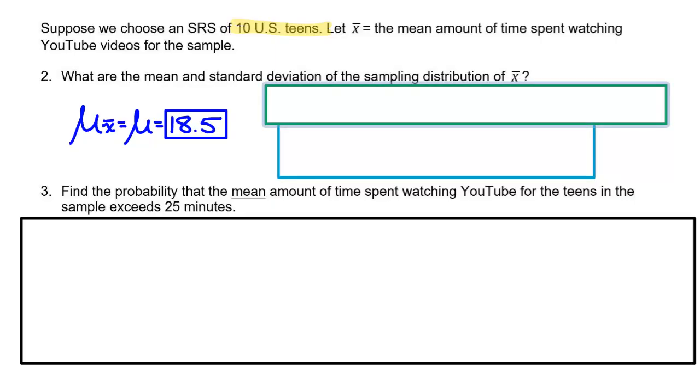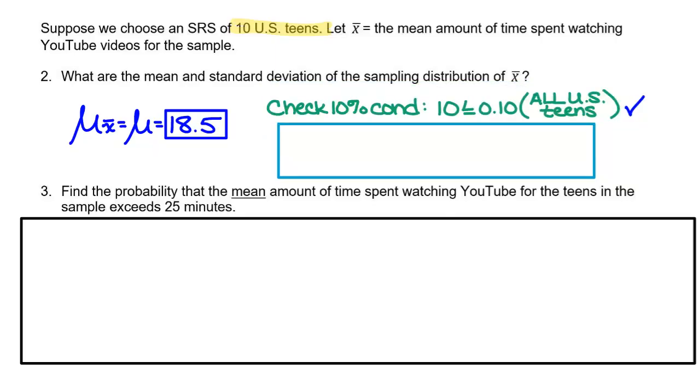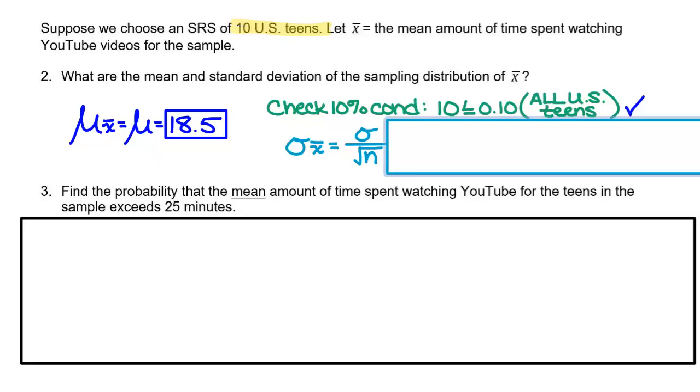Before you can calculate the standard deviation, what do you have to do? Check the 10% condition. So what do I actually need to write down to check 10%? 10 is less than or equal to 10% of all US teens. Is that a fair assumption? Yeah. Then we get our 10% condition. So then we can actually calculate the standard deviation.